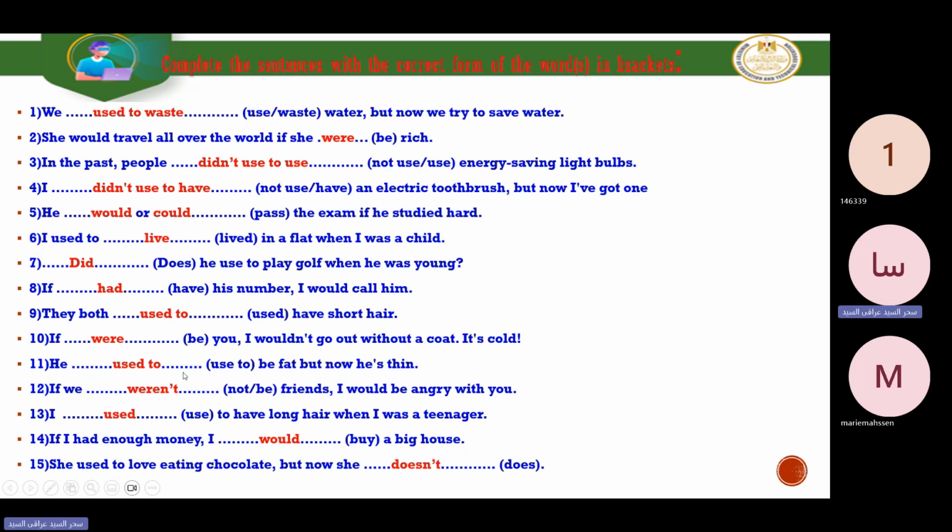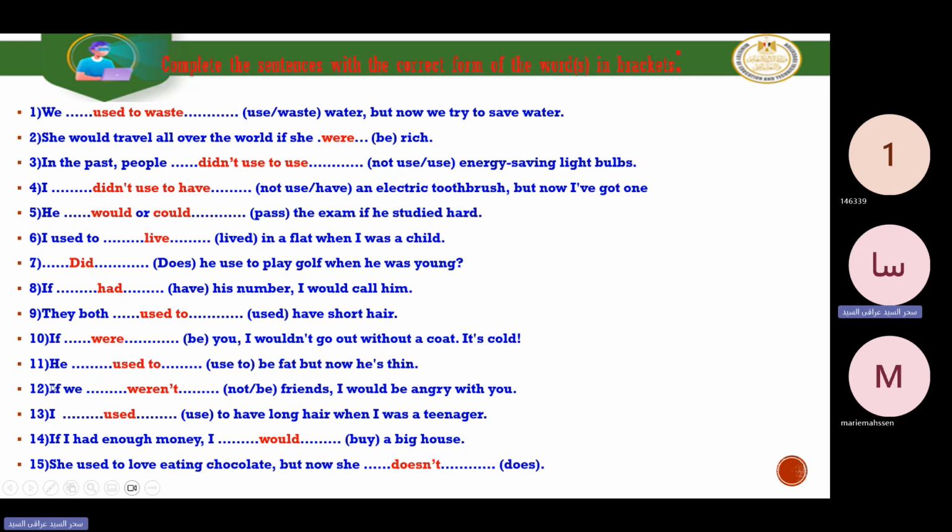Number 11. He used to be fat, but now he is thin. Of course, we should use used to talk about the past habit here. He was, or he used to be. Of course, we have here be, infinitive of verb to be, because we have an adjective here, fat. So now he isn't. Take care. Used to be, but now he isn't. Used to play, used to swim, used to eat, but now he doesn't.